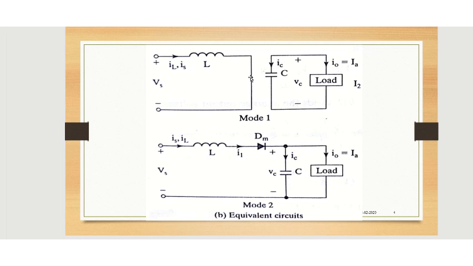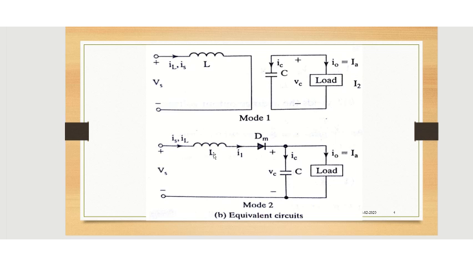So when the switching device is turned on, the current via the inductor will be slowly increasing. That means the inductor is now storing the energy. When the switching device is turned off, that is in mode 2, the energy stored in the inductor will be dissipated. So the IL will now be decreasing.